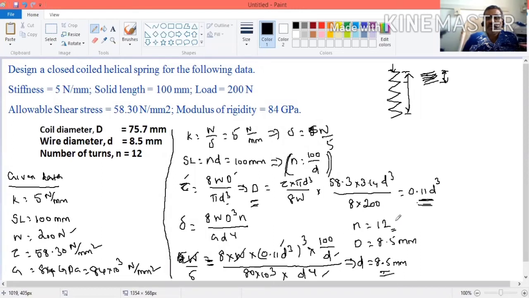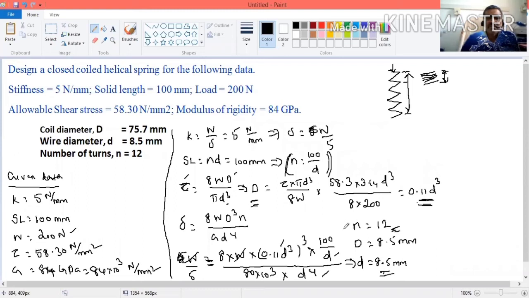N is equal to 12. If you get some 11 point something, then you have to round off to the whole number. That is, the number of coils cannot be in fractions, so you can make it the next whole number. So these are all the values.